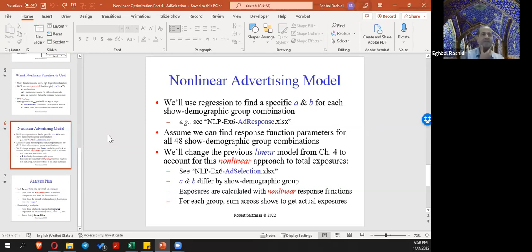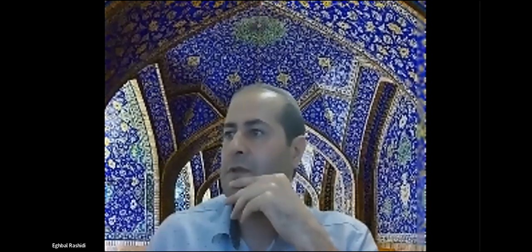Okay. So assume we can find the response function parameters for all 48 show demographic group combinations. We change the previous linear model from chapter four to account for this nonlinear approach to ad exposure. So let's see actually the other example. I'm gonna close this one. And this one, and I'm gonna open the, so now I'm gonna work on the other example six, the ad selection data. So I'm gonna open that one. Let's go into the next example for the same problem. Waiting for Excel to open.